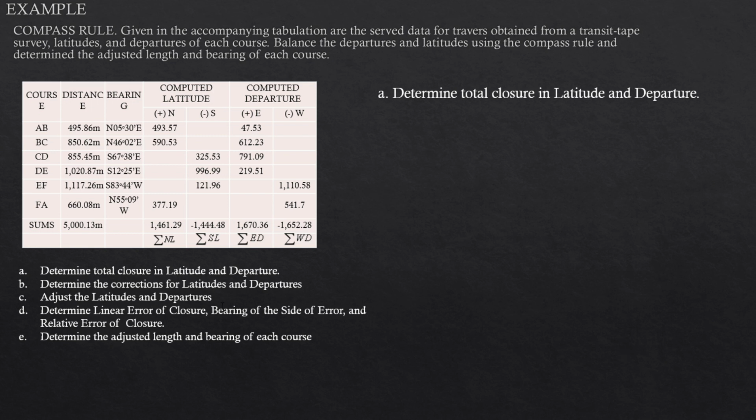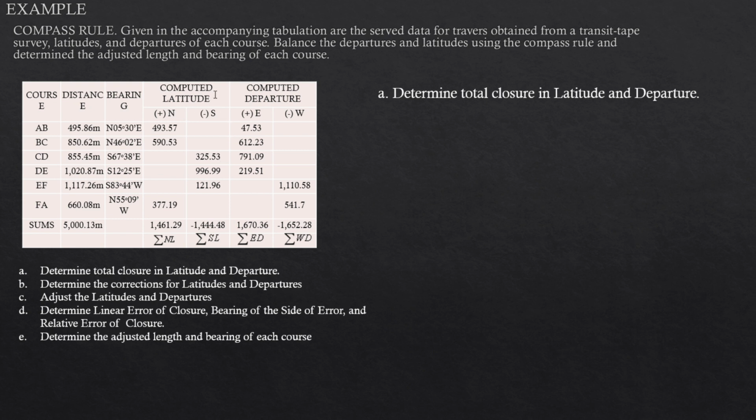Okay. So, parang ito yung magiging steps natin. Una, determine total closure in latitude and departure. Then, determine the corrections of latitude and departure. Adjust the latitudes and departures. Fourth, determine linear error of closure, bearing of the side of error, and relative error of closure. Then last, pwede na nating ma-adjust yung length and bearing of each course. So, ito yung mga steps.